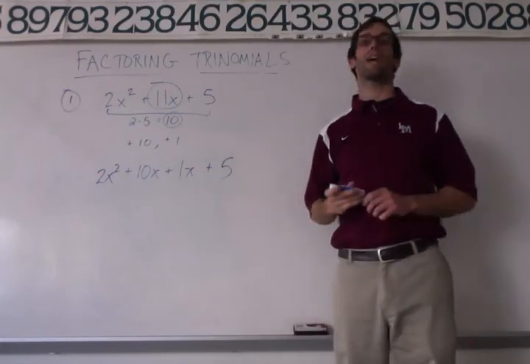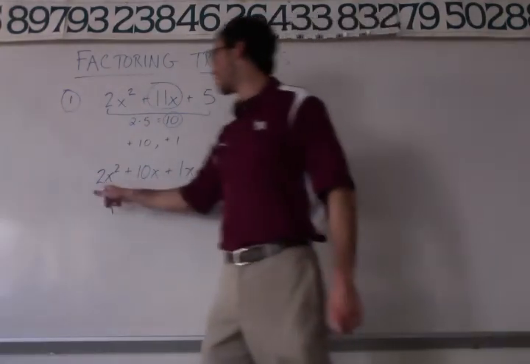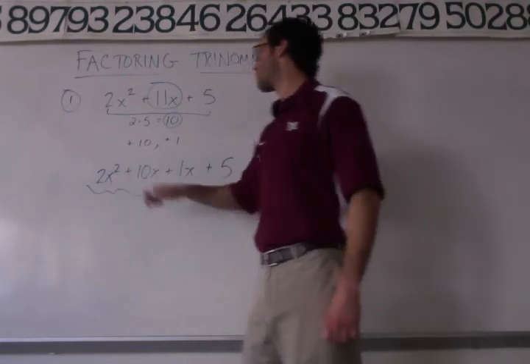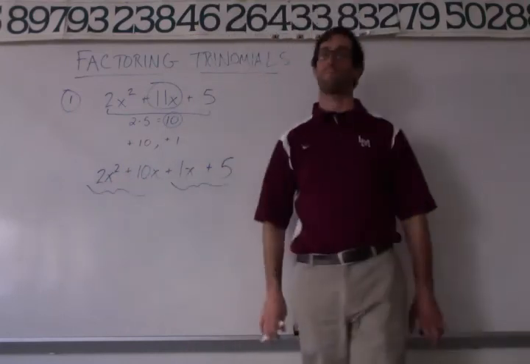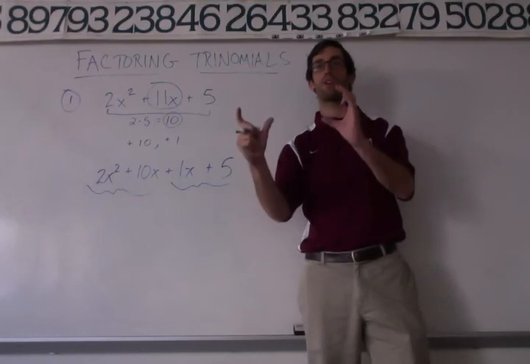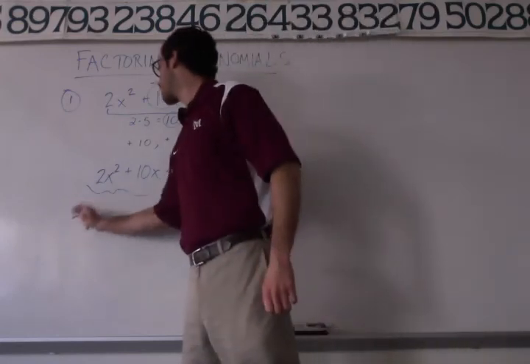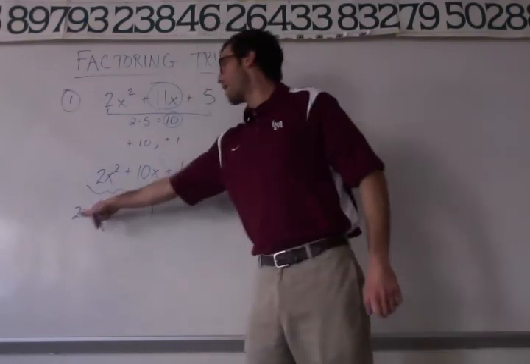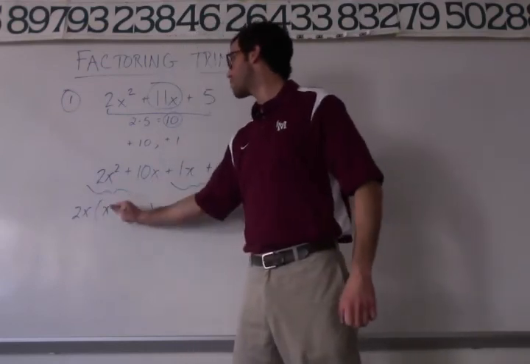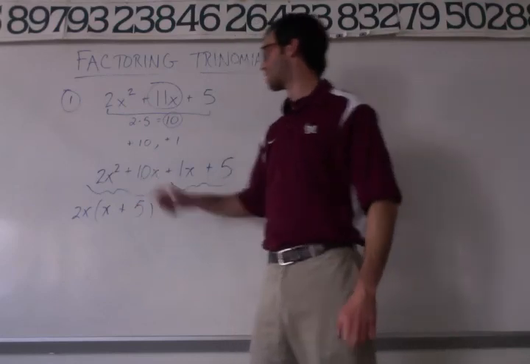And now you take out some GCFs. You take out the GCF between the first two terms. This is called factoring by grouping. You group the first two terms together, take out a GCF, which is 2x. And you're left with 2x times x will give you 2x squared. 2x times 5 will give you 10x.